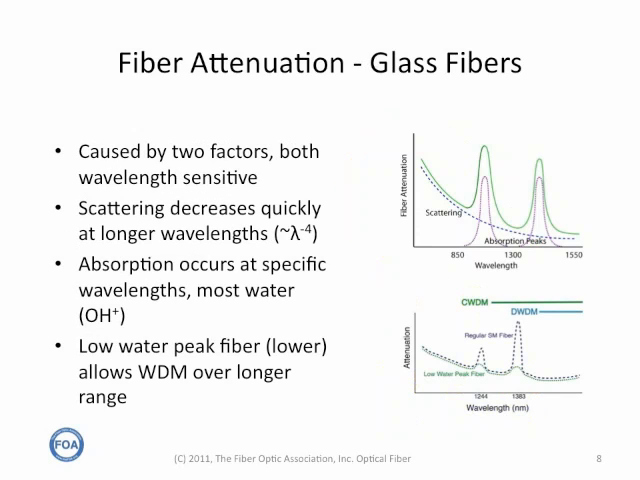The attenuation of the optical fiber is caused by two factors, scattering and absorption. Scattering is an inverse function of the wavelength. In fact, the fourth power of the wavelength. So as you go to longer and longer wavelengths, the amount of scattering goes down. There's also absorption at specific wavelengths, typically caused by the OH radical, which is sort of like water, that is left in the fiber. In fact, we make low water peak fiber that reduces the absorption at those peaks to allow the wavelengths to be used for wavelength division multiplexing.